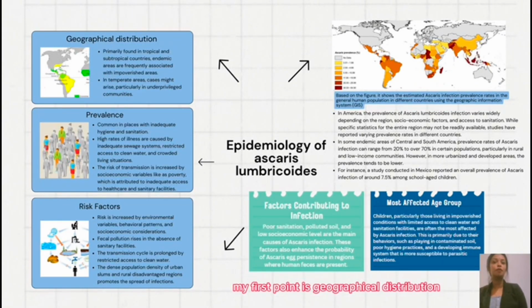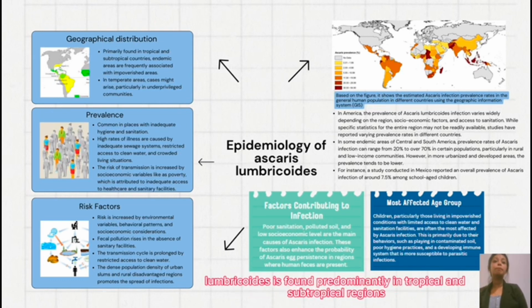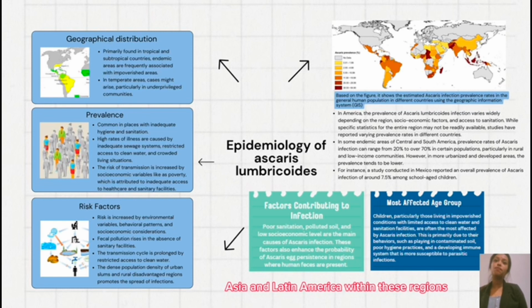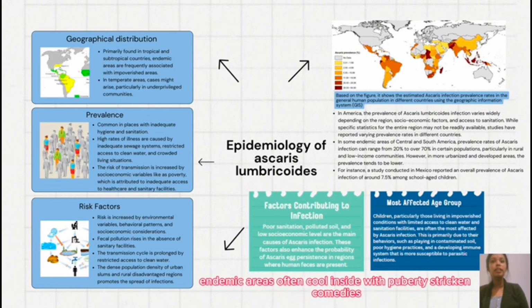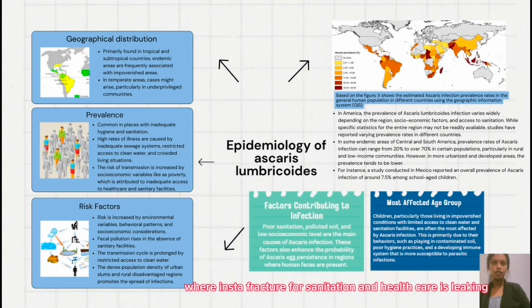I am LOGESWARY NADARAJAN, and today I am going to talk about the epidemiology of Ascaris lumbricoides. My first point is geographical distribution. Ascaris lumbricoides is found predominantly in tropical and subtropical regions, including parts of Africa, Asia and Latin America. Within these regions, endemic areas often coincide with poverty-stricken communities where infrastructure for sanitation and healthcare is lacking. Next, prevalence. Ascaris lumbricoides is particularly common in areas with poor sanitation and hygiene practices. Regions with inadequate sewage systems, limited access to clean water, and overcrowded living conditions are more likely to have higher rates of infection.